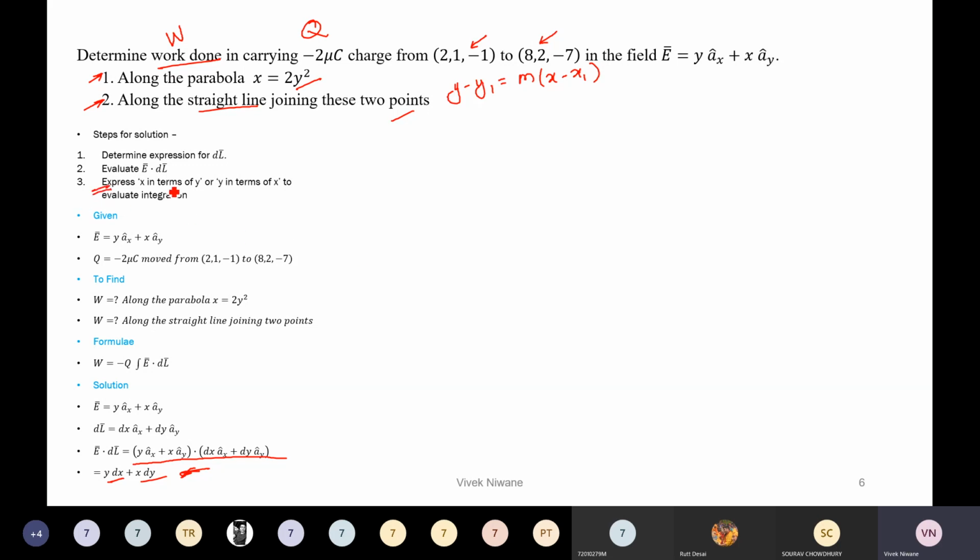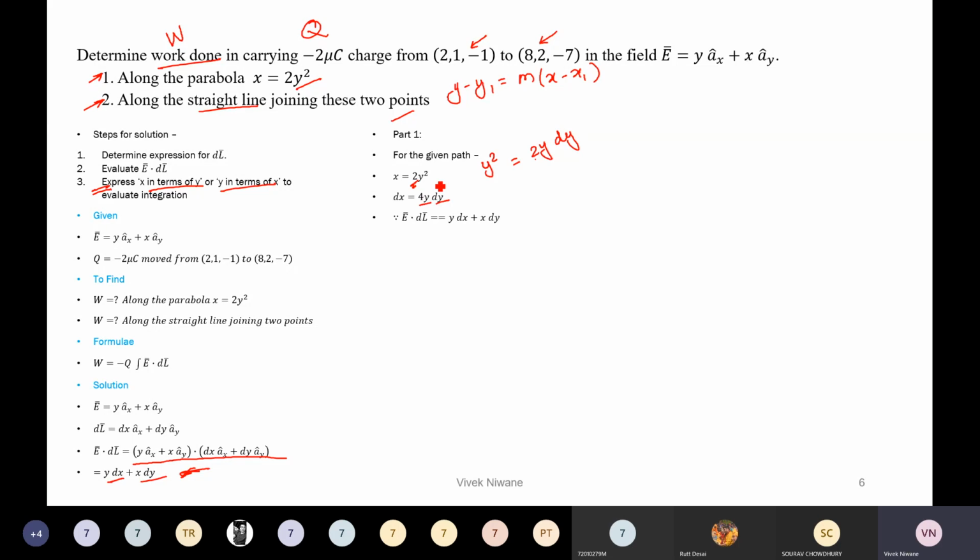We have to express x in terms of y or y in terms of x. The choice is yours. You will end up with the same answer. So, part 1: we have a path along the parabola. For the given path, x is equal to 2y square. Therefore, differentiating on both sides, dx is equal to 4y dy. If we differentiate y square, what do we get? 2y dy. So this 2 into 2 is 4y dy.